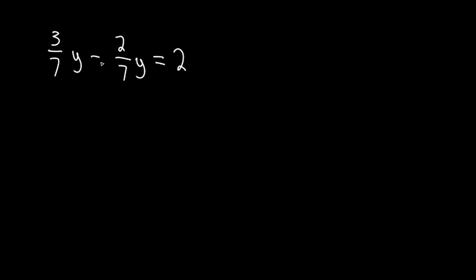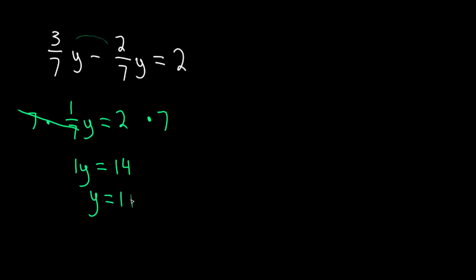So first, we can actually just combine these since they're like terms. Combine these two. And 3/7 minus 2/7 would be 1/7 y is equal to 2. And now to get rid of the 1/7 over here, we can just multiply this by its denominator, but we have to multiply the other side by 7 also. So we're just left with 1y, or y, is equal to 2 times 7, which is 14. And that's our answer. y equals 14.